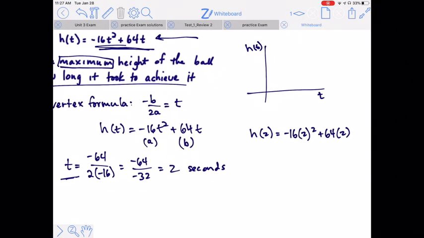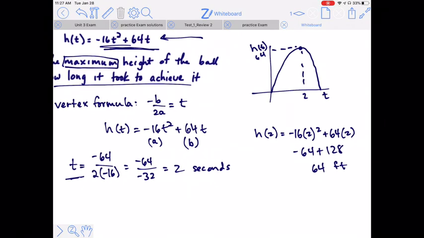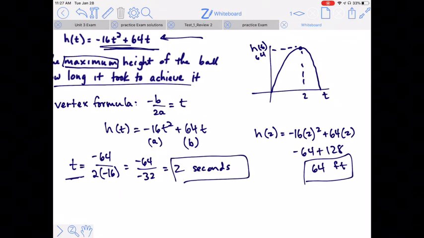So 2 squared is 4, 4 times negative 16 is negative 64. Plus 64 times 2 is 128. Negative 64 plus 128 is 64. And this height is in feet. So we know now the maximum height happened to be 64 feet, and that occurred at 2 seconds. So this answers part of the question. The maximum height was 64 feet. This answers the other part of it. It took 2 seconds to achieve that height.